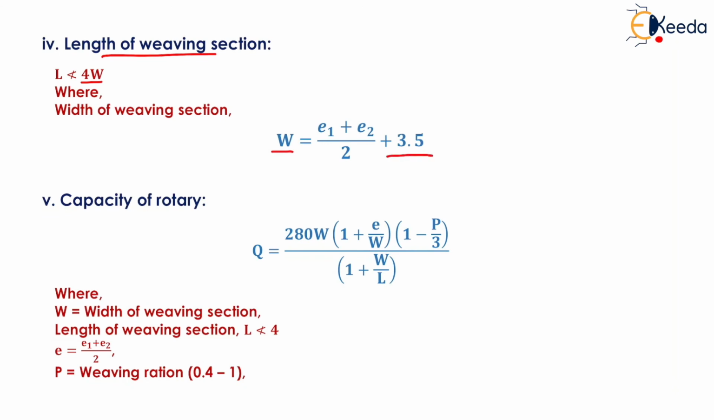Now the next is the capacity of the rotary. It will be equal to 280 W (1 + E/W)(1 - P/3) upon (1 + W/L), where W is the width of the weaving section, L is the length of the weaving section, which should not be less than 4 times the width of the weaving section, E will be equal to (E1 plus E2) by 2, and P is the weaving ratio, which generally lies between 0.4 and 1. That is all about the types of intersection.